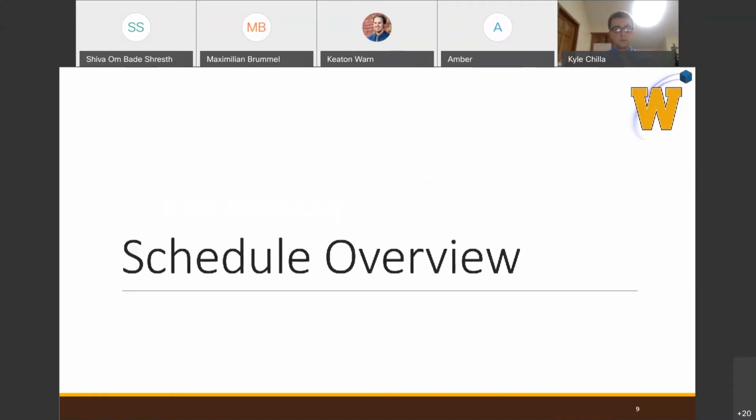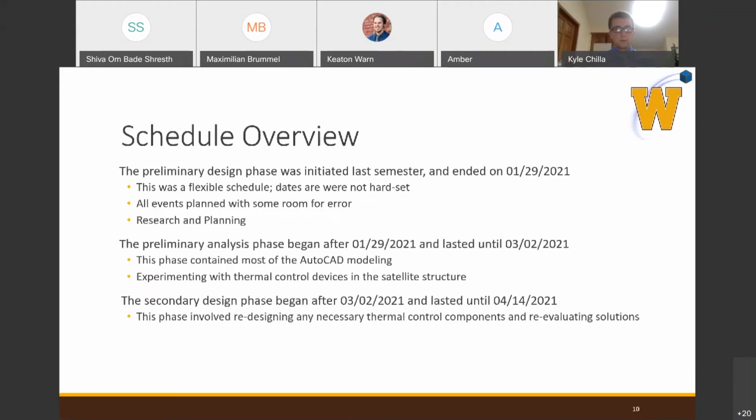Now onto our schedule overview. Our project started off in the preliminary design phase. This started last semester and it went into January of this year. All these dates we set were flexible, so we had some room for error, and we did a lot of researching and planning into our project during this phase.